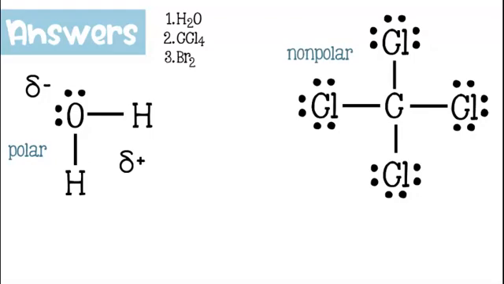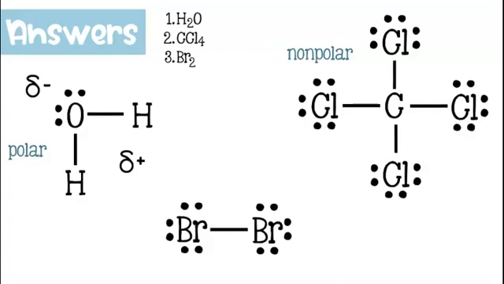Now finally, we have Br2. Each bromine atom can only form one bond because it has 7 valence electrons. That means we have 2 bromine atoms single bonded together. Now notice how the electrons are evenly distributed between the 2 bromines. This is a symmetric molecule, so we have a nonpolar covalent molecule.